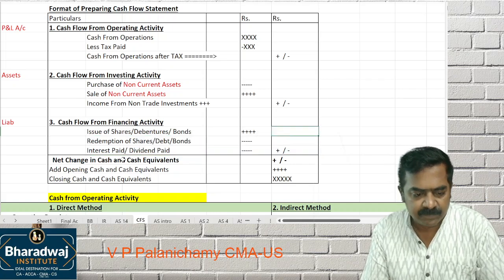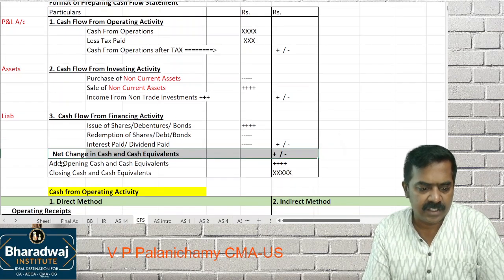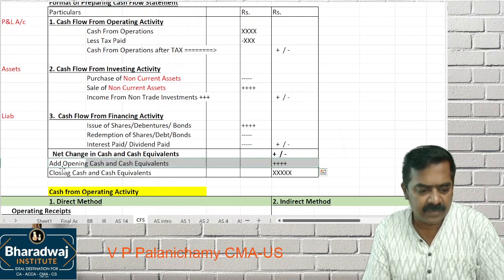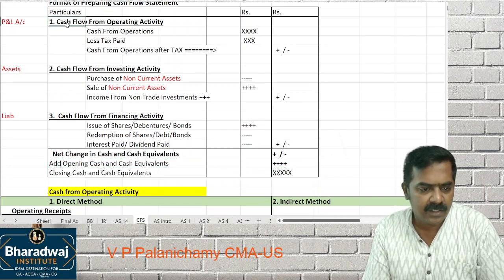Financing activity. Then, because of the three activities, cash position changes. Net change in cash and cash equivalent. With that, add opening balance of cash, you will get which one? Closing balance of cash and cash equivalents. So these are the three activities that we work out.